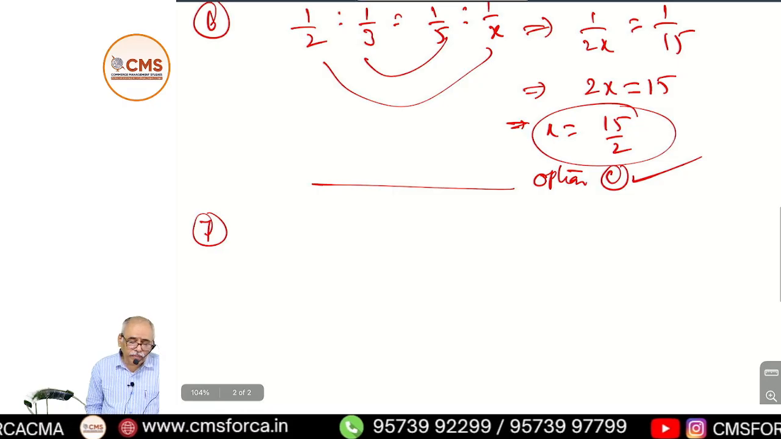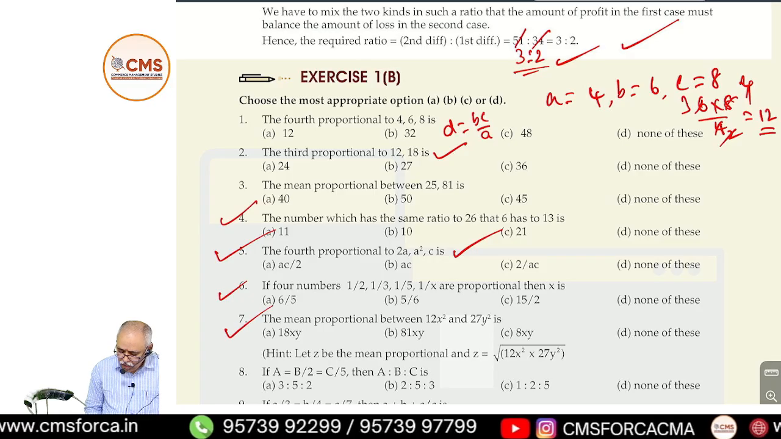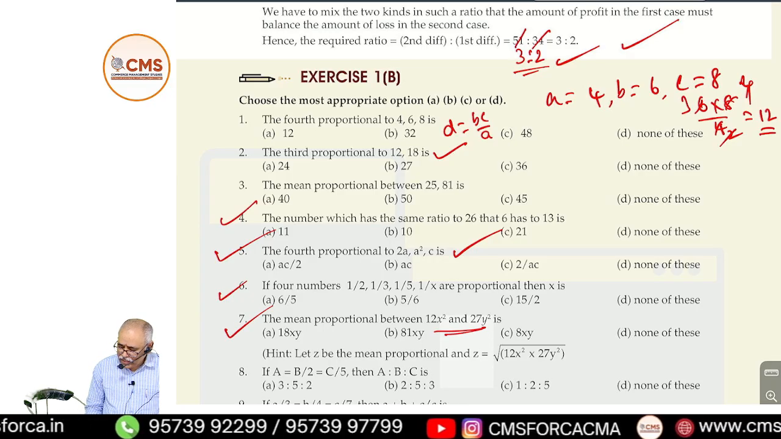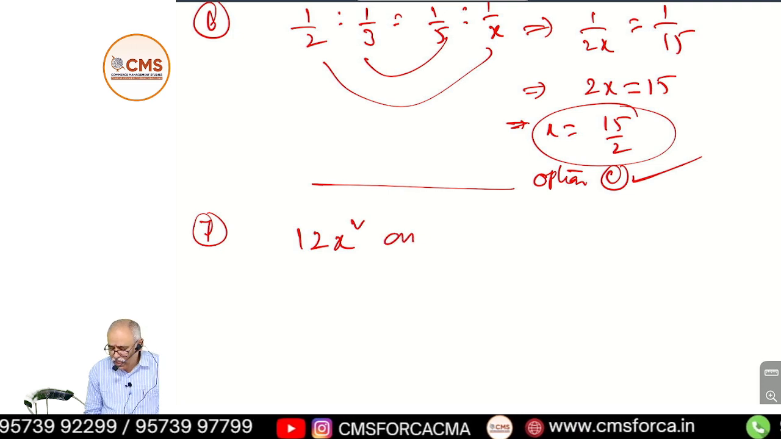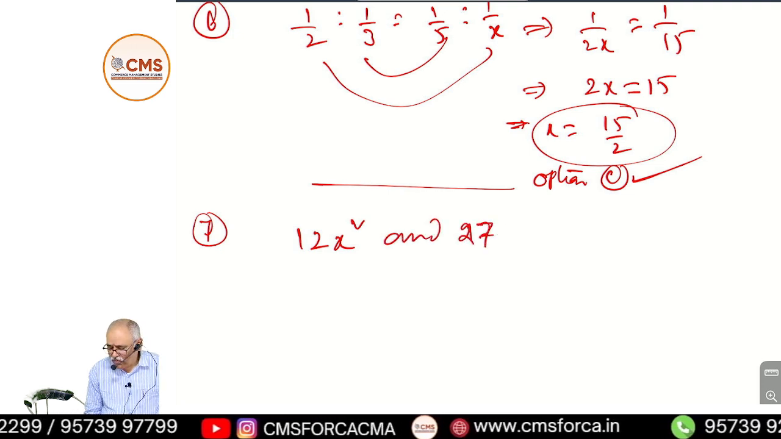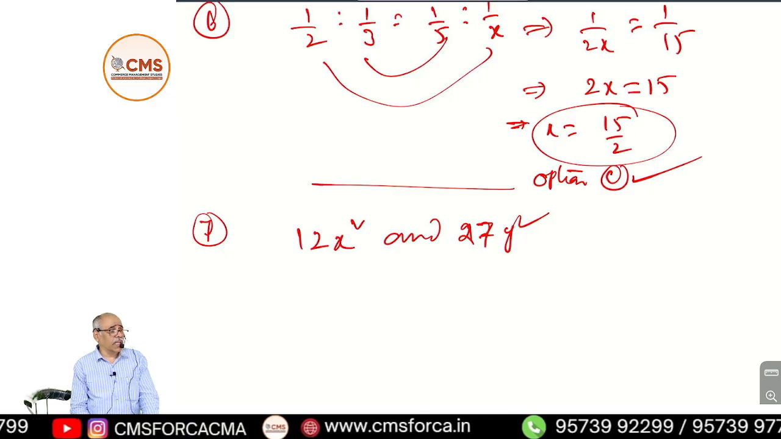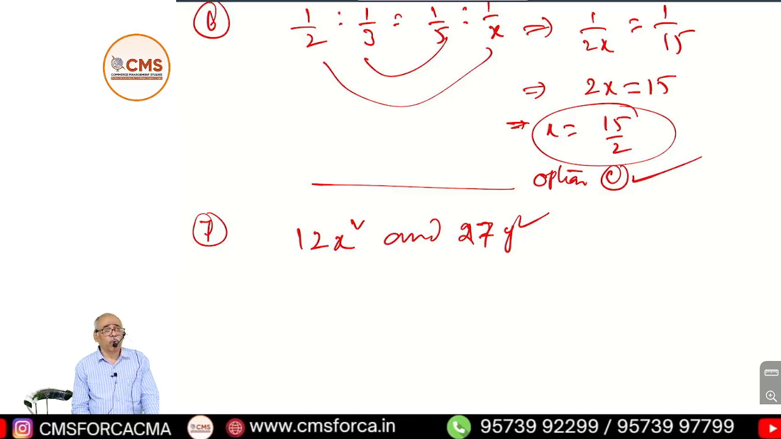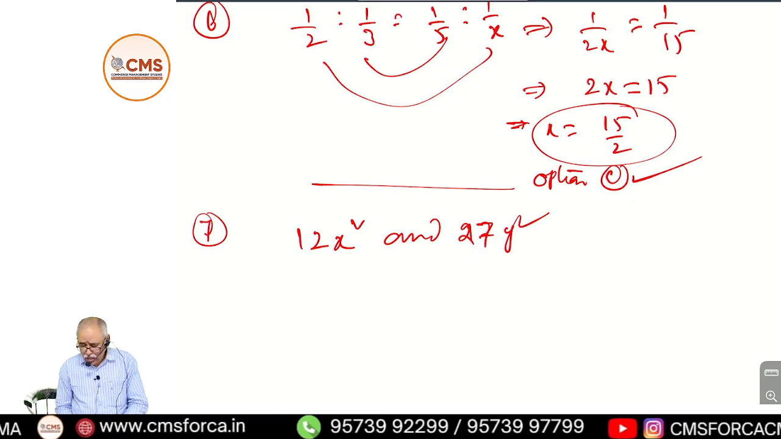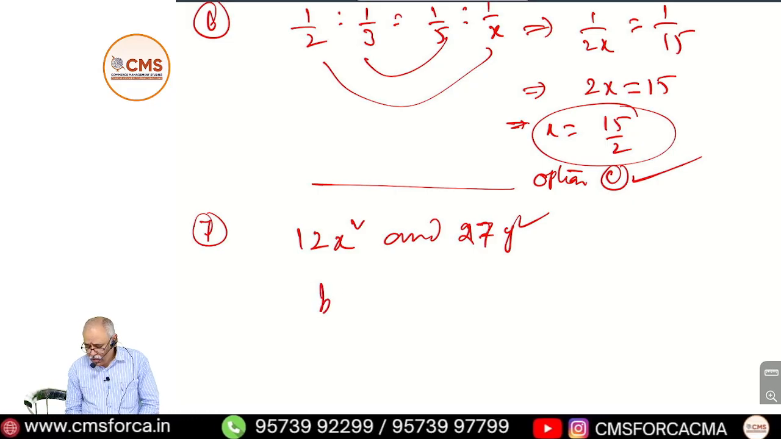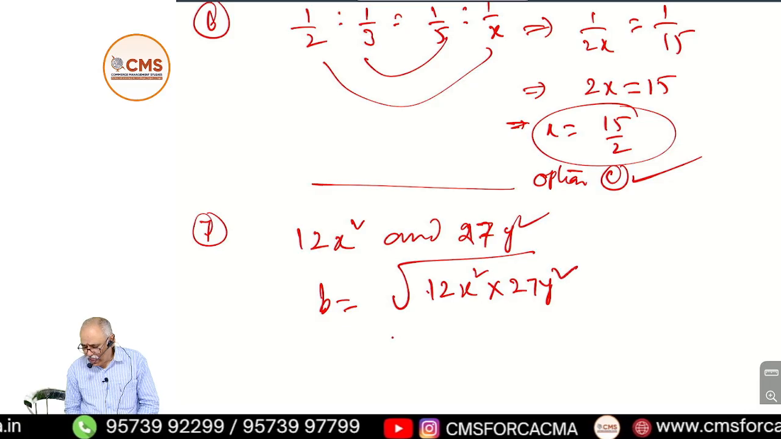Question number 7. Mean proportional between 12x square and 27y square. What is B? Root AC. If A, B, C are in continuous proportion, B is equal to root AC. So B is equal to root of 12x square into 27y square.